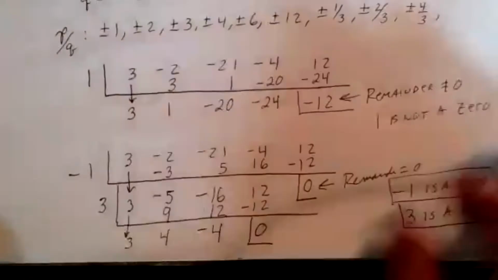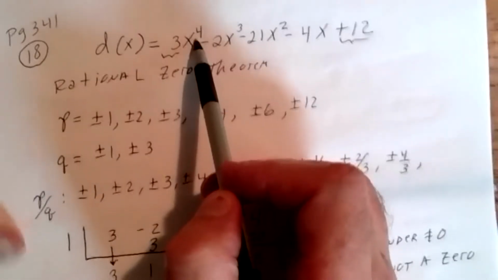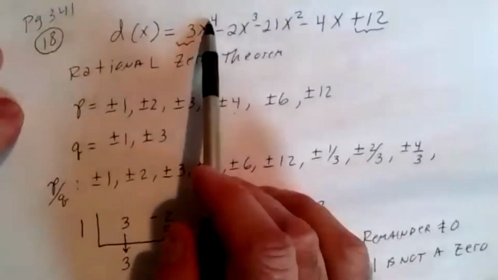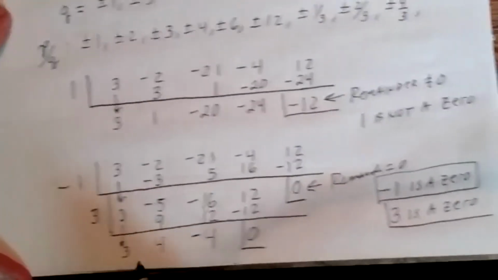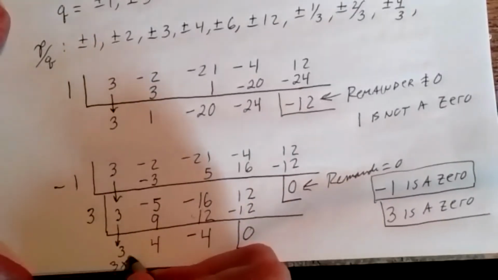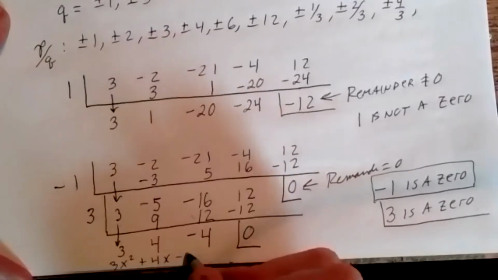We've done 2 divisions on a 4th degree polynomial. We've divided out 2 linear factors, ladies and gentlemen. So we got this down from a 4th degree down to a what? 2nd degree. It's down to a 2nd degree polynomial. So what remains here is 3x squared plus 4x minus 4.